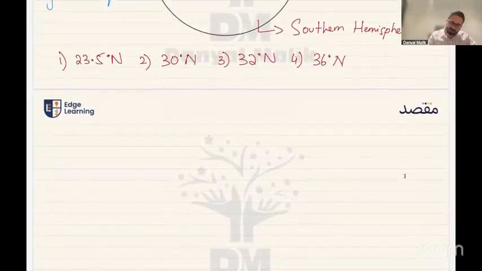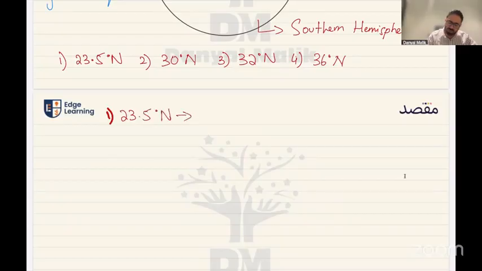So now what you will do is, in front of 23.5 degrees north, you will write down it is located just before the start of Pakistan.